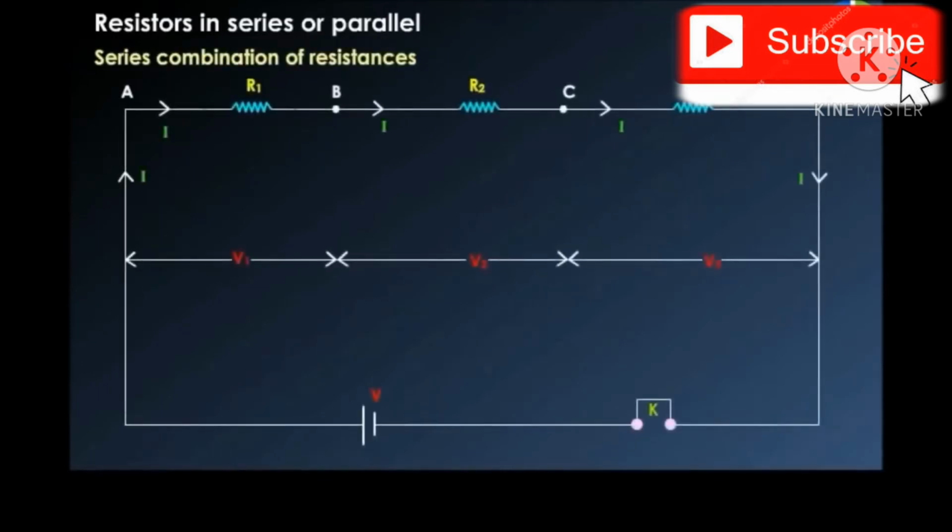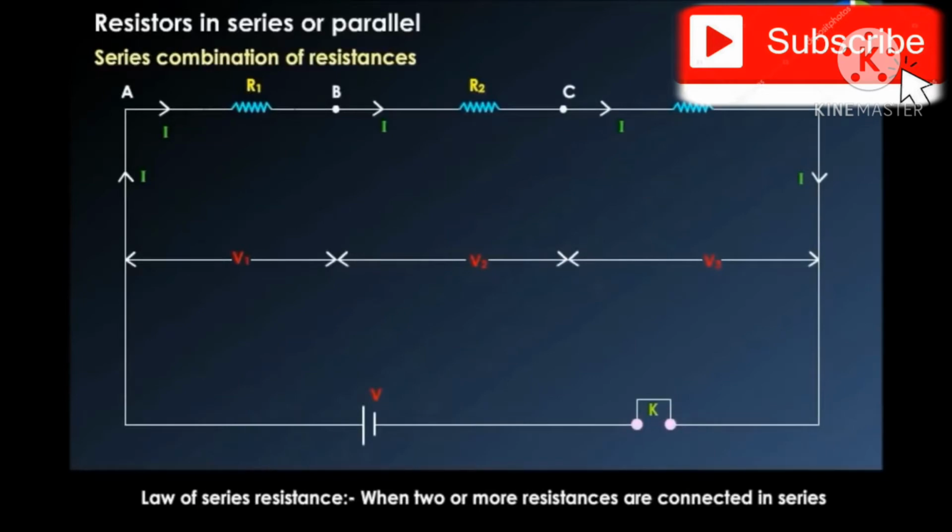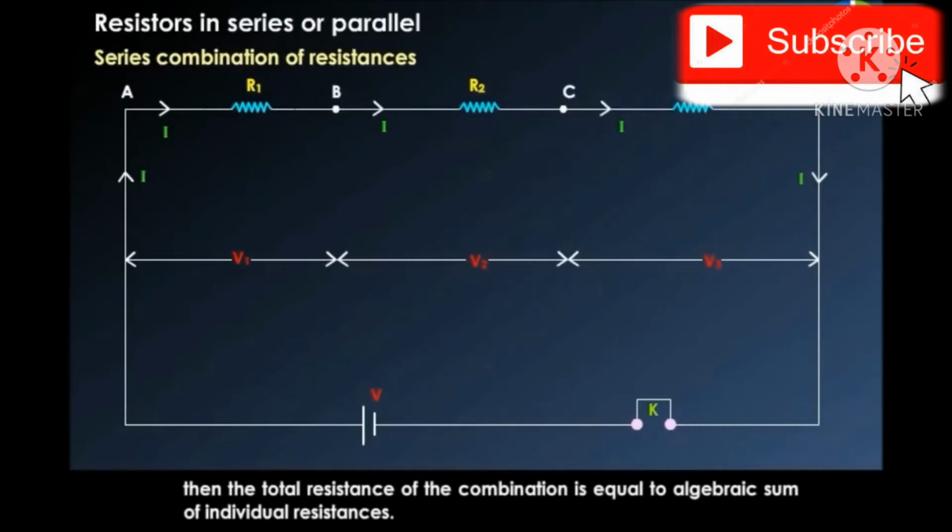Series combination of resistances. Law of series resistance: when two or more resistances are connected in series, then the total resistance of the combination is equal to the algebraic sum of the individual resistances.